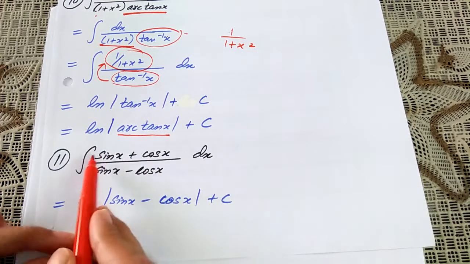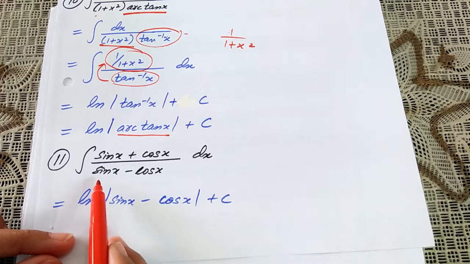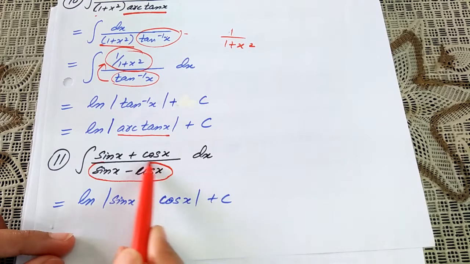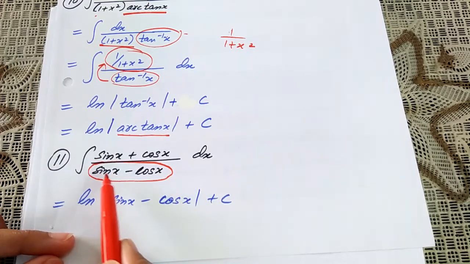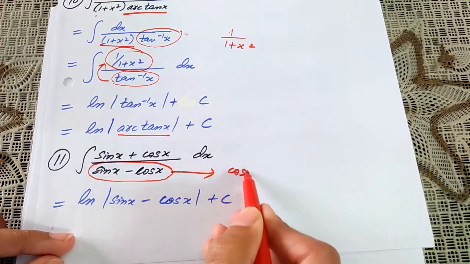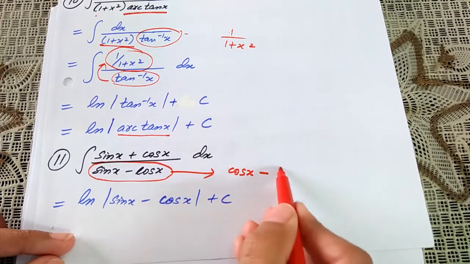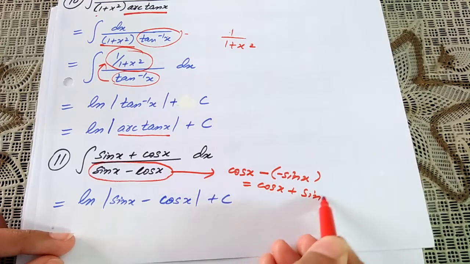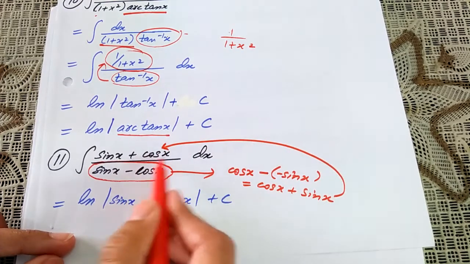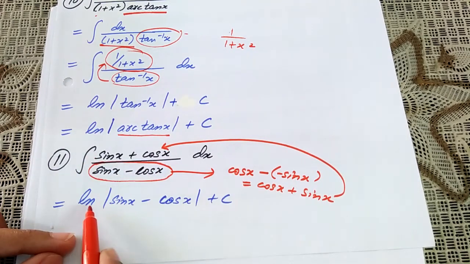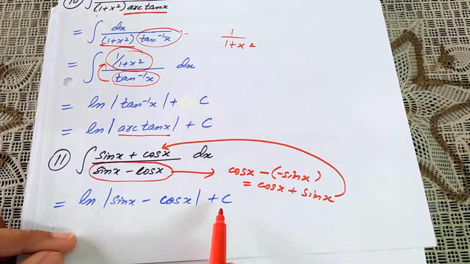Question number 11. Integration of sin x plus cos x divided by sin x minus cos x, dx. If I observe this denominator and take its derivative, I will observe that sin of x has derivative cos of x, and minus cos of x has the derivative plus sin of x. That equals cos of x plus sin of x. This is the same thing as present in the numerator. So this denominator has its derivative in the numerator. We can write it like ln of this denominator function directly plus constant of integration.